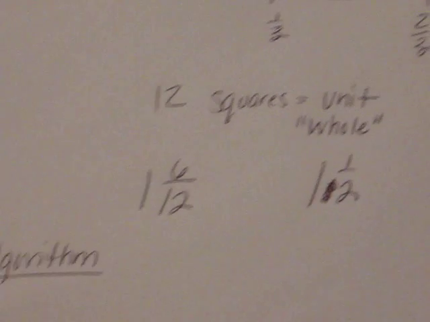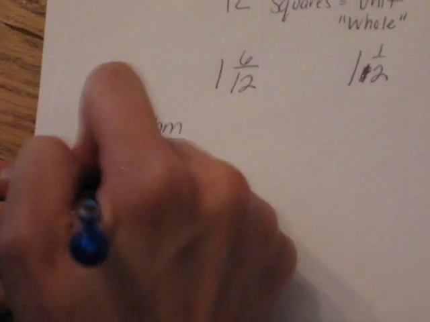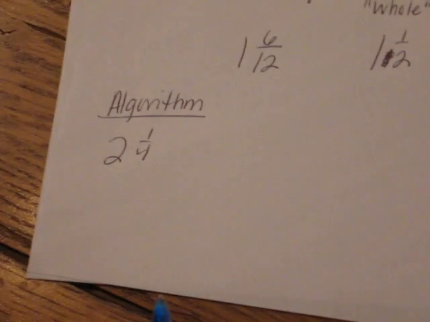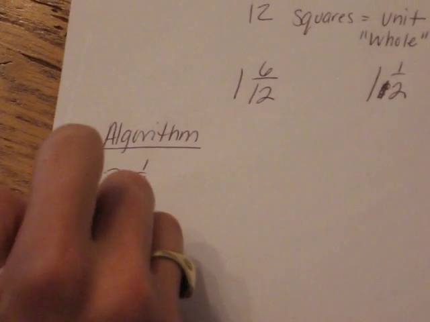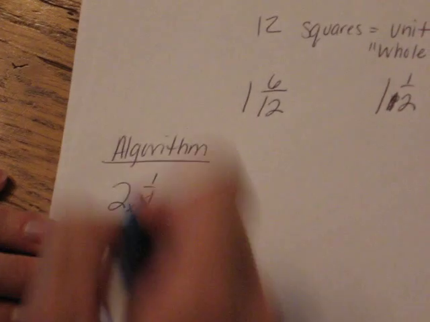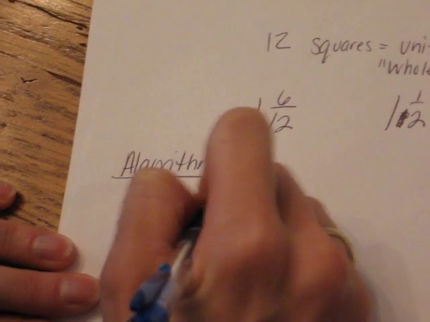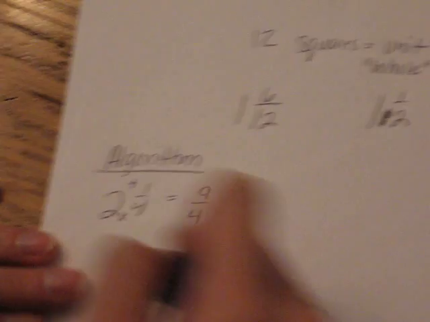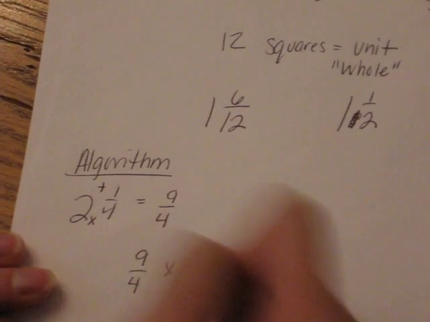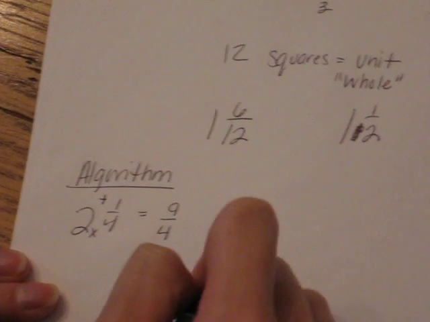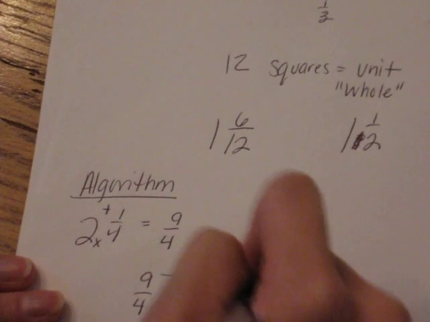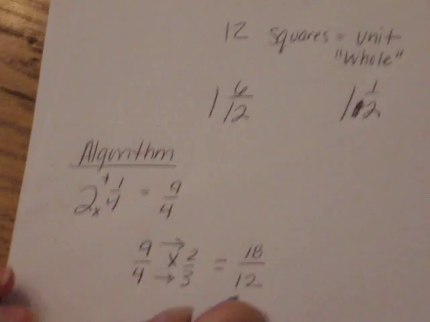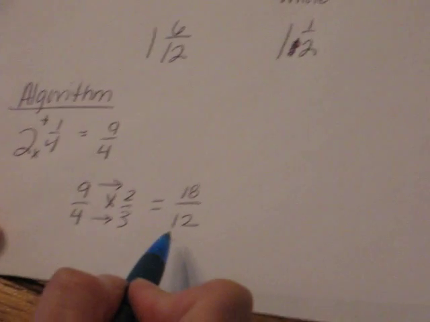Alright, now the standard algorithm tells students that you need to take a mixed fraction, 2 1/4, and change it to an improper fraction by saying the denominator times the whole, which is 8, add the numerator, which is 9/4. Now you can take 9/4 and multiply it by 2/3. 9 times 2 is 18, and 4 times 3 is 12. There's our 12 again. That's our whole units.